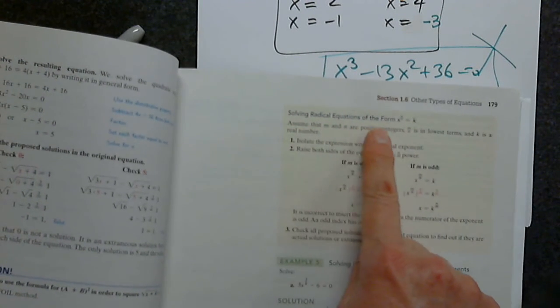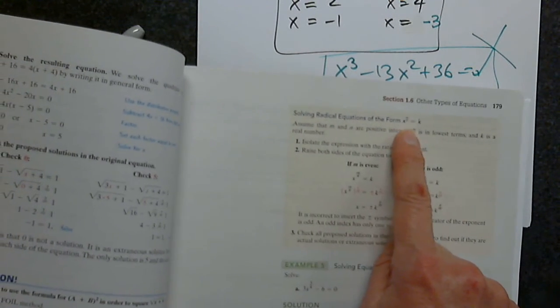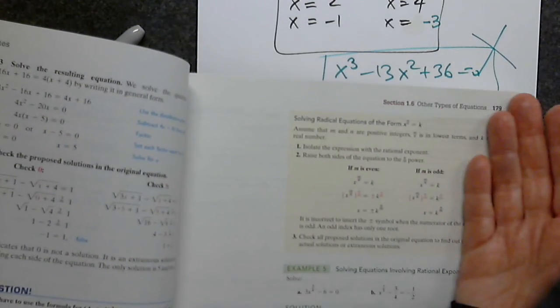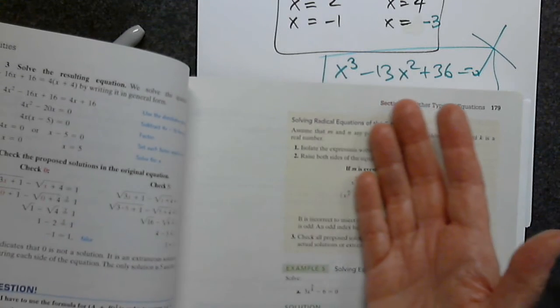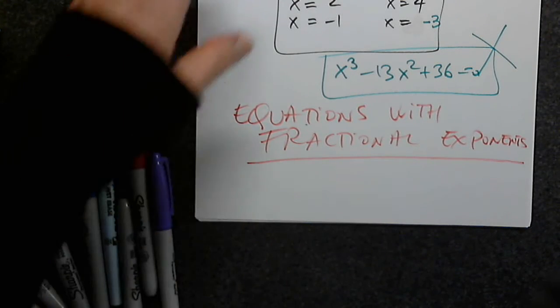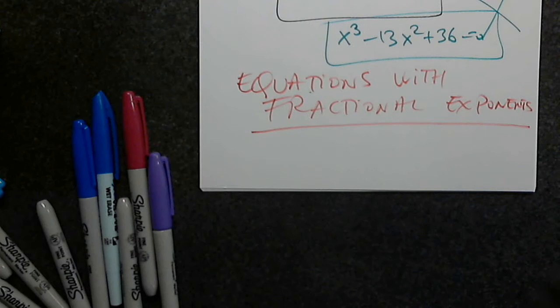Solving radical equations of the form x raised to a fractional exponent equals k. I don't recommend this. We can go step by step around this and we don't have to memorize it. So I recommend this method. If you read the book and you understand it, or somebody in the math lab explains this to you, it's fine. And you understand it, use it, please. Okay.